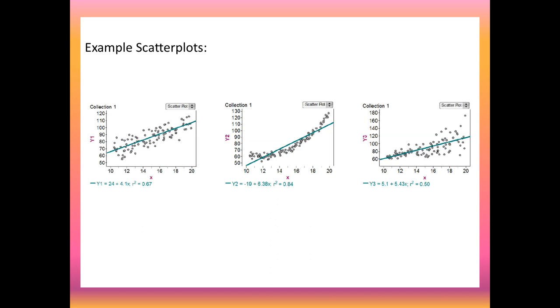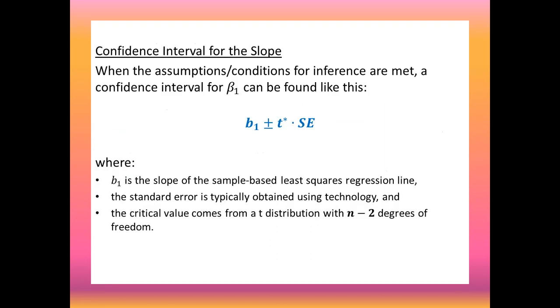The one in the middle has a problem. It's nonlinear. It does look like the equal variance condition is satisfied there, but it is nonlinear. And the one on the right, the equal variance condition fails, because if you go from left to right, the scatter plot is fanning out, the spread of the y values is increasing, so the equal variance condition is failing there. When the conditions for inference are met, you can find a confidence interval for beta 1.